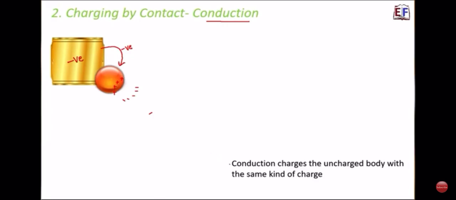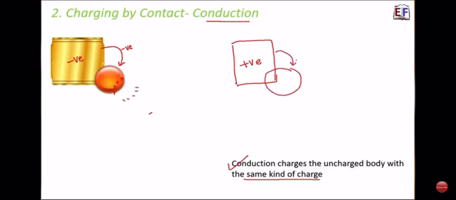So we can say that the process of conduction charges the uncharged body with the same kind of charge. That means if this object is negatively charged, it will charge the uncharged body negative. Similarly, if this charged body were positively charged, when an uncharged body comes in contact with it, the positive charges flow into this body, and as a result this body becomes positively charged, right?